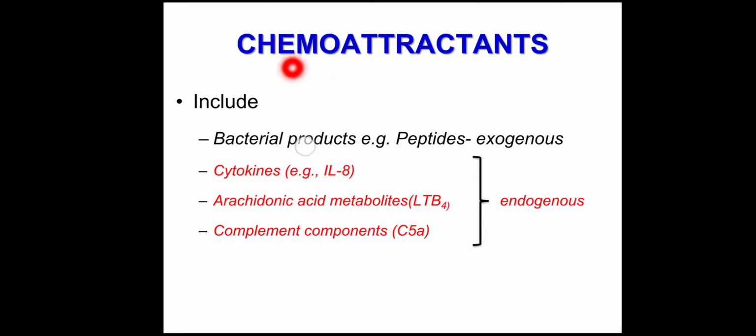So what are those chemicals? Those chemicals are known as chemoattractants because they attract the WBC towards the microbe. So what are the chemoattractants? Chemoattractants can be exogenous, so they can be derived from the bacteria, its various products like peptides, or they can be endogenous, which are derived within the body, like cytokines such as interleukin 8, arachidonic acid metabolites like LTB4, and complement components like C5a. These are formed when the microbe enters our body and they act as chemoattractants so that the WBC reaches the microbe.